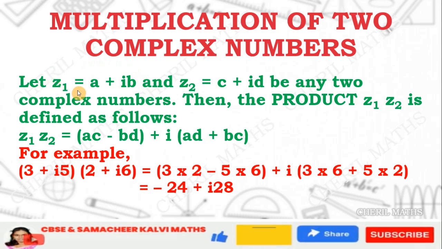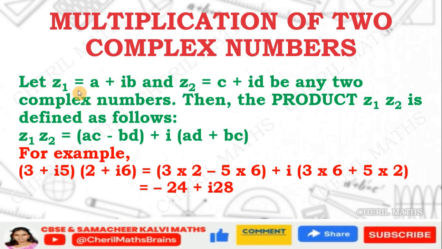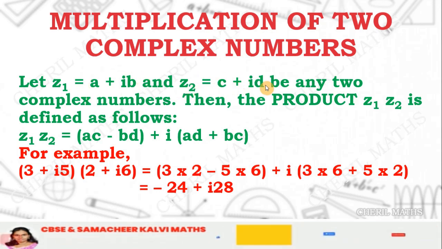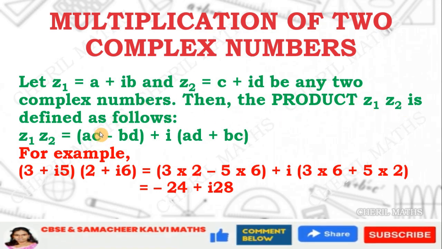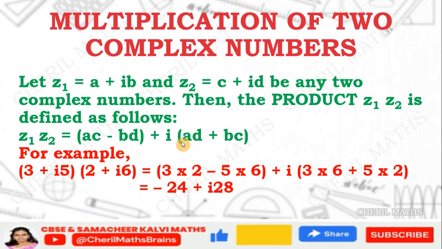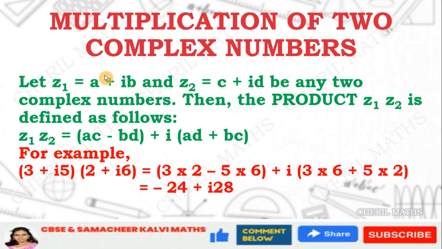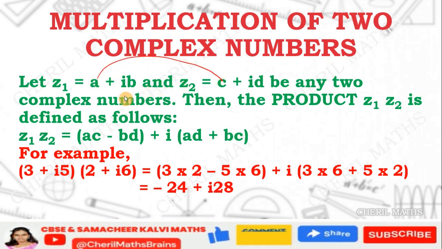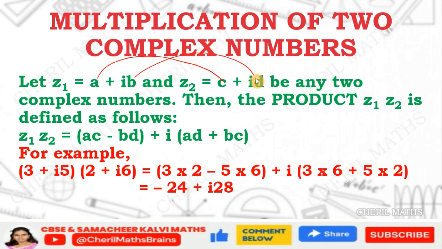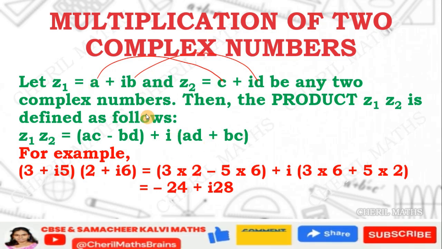Here we are again considering two complex numbers z1 and z2. We know z1 will be of the form a plus ib, and z2, being another number, is of the form c plus id. Then the product z1 z2 we define as (AC minus BD) plus i times (AD plus BC). Here AC means we are multiplying the real parts, and then we are doing BD, the imaginary parts, and then we are doing the interchanging.